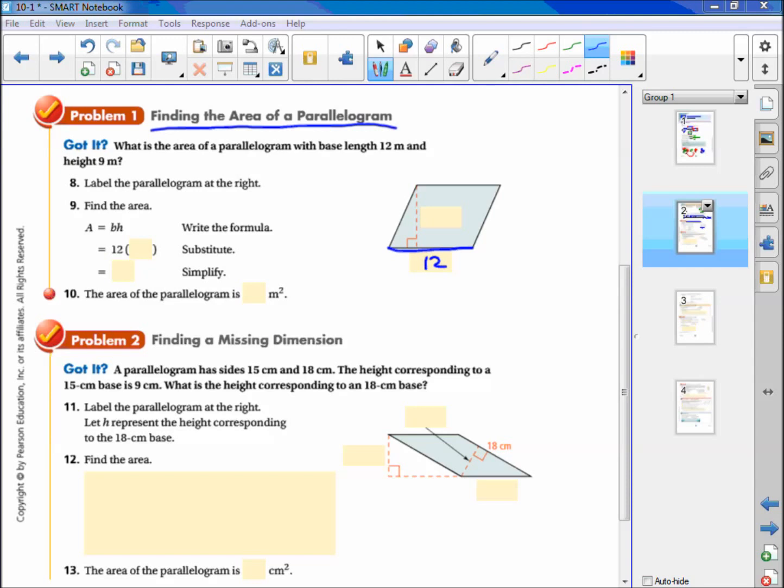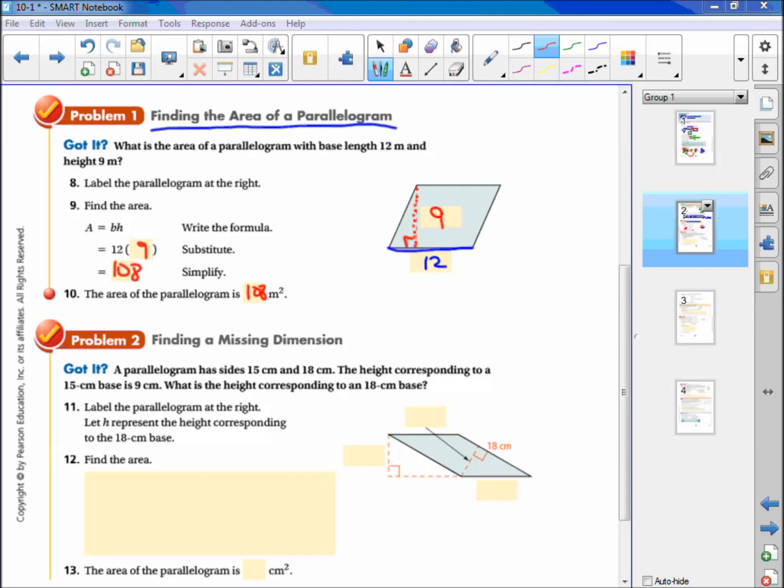Okay, and then the height is always from the base up to the other base, the opposite base, formed by a right angle. So it's not going to be one of the sides. It's usually going to go through the middle, or they might draw it on the outside somewhere. So in this case, our height would be 9. All right, so find the area. We're just going to substitute 12 for the base and 9 for the height, and then multiply them together, and we're going to get 108. So the area of this parallelogram would be 108 meters squared.